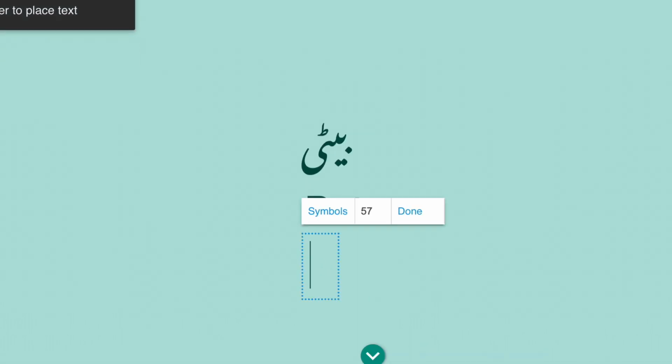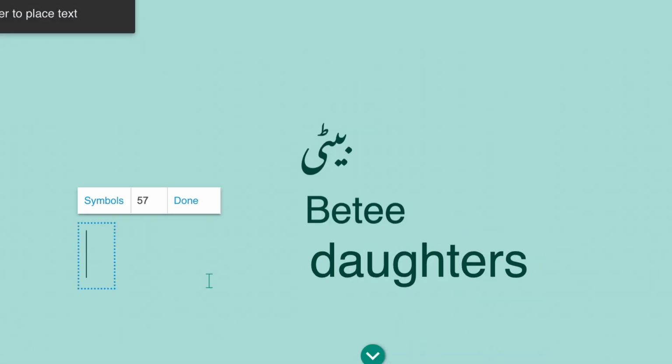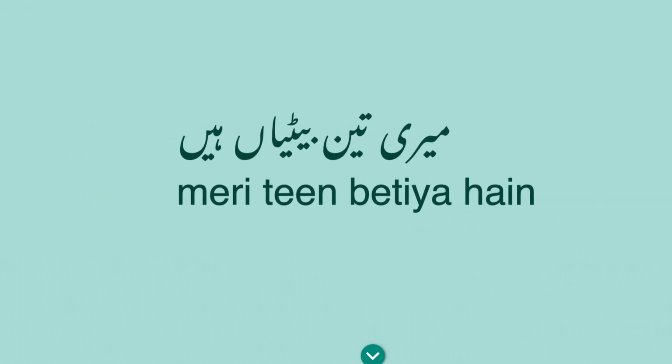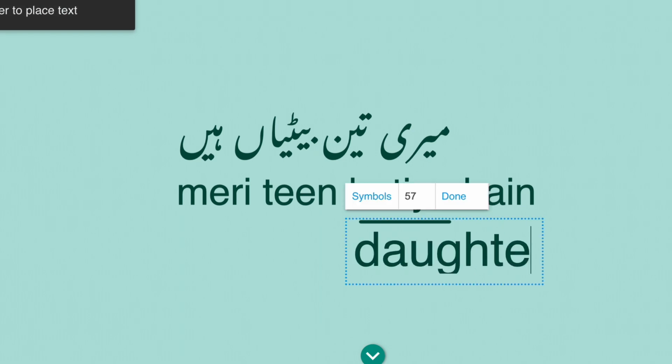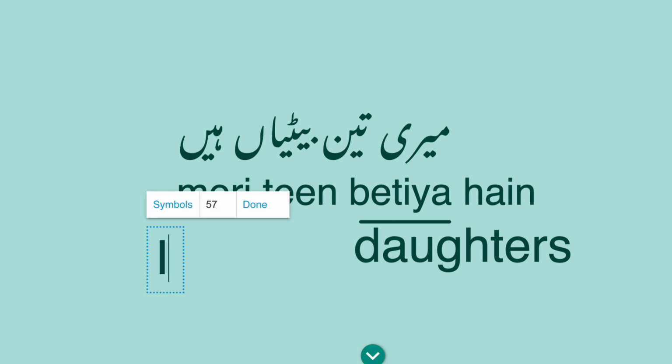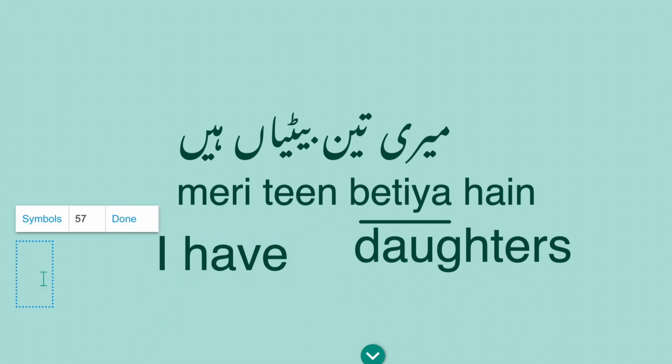The next one is beti. मेरी तीन बेटियां हैं. I have 3 daughters. Beti is singular, feminine noun. Betiya is plural.